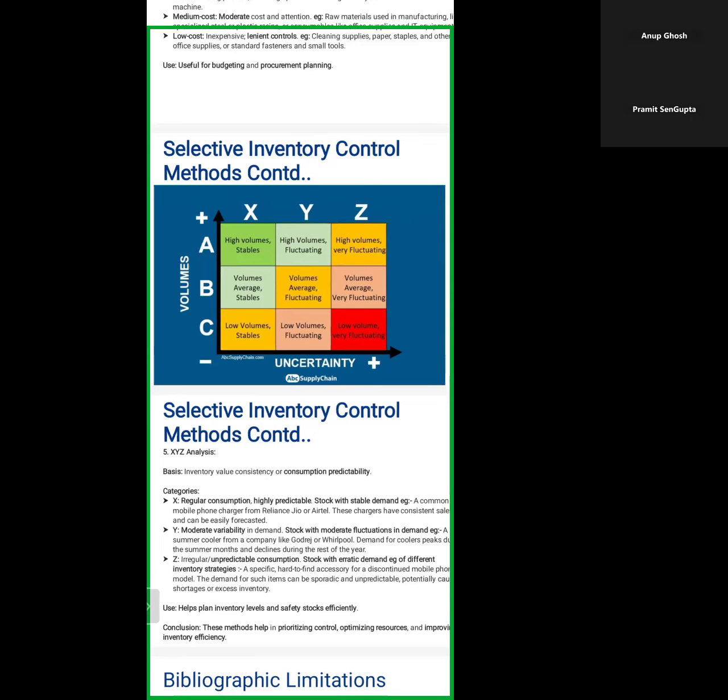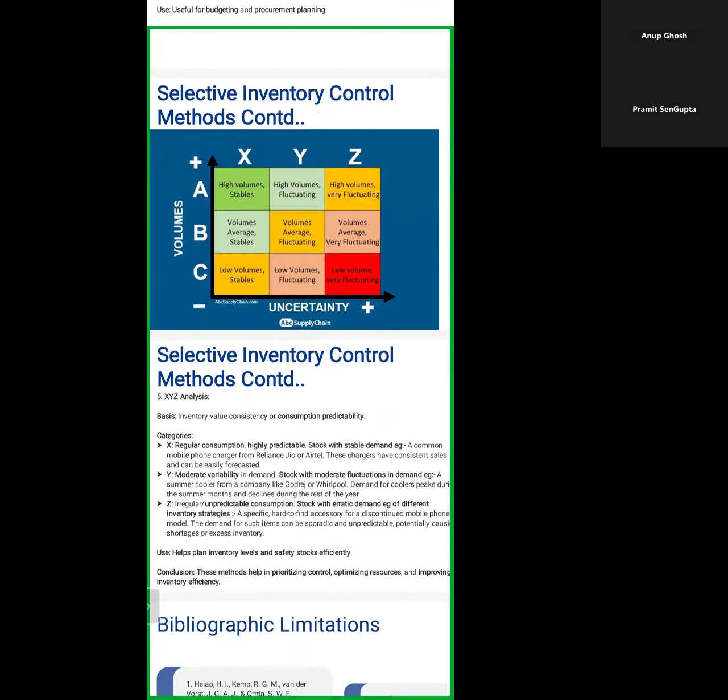Detailing the XYZ system, it is basically inventory value, consistency, or consumption predictability. X is basically regular consumption, high predictable stock items. An example can be a common mobile phone charger of any service provider, Reliance, Jio, Airtel, you can mention.